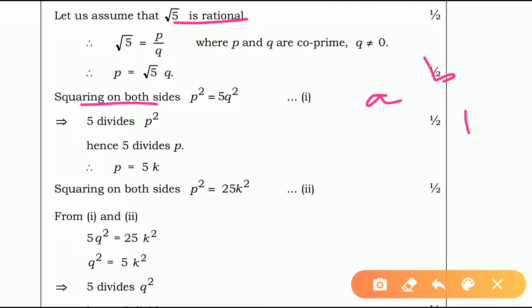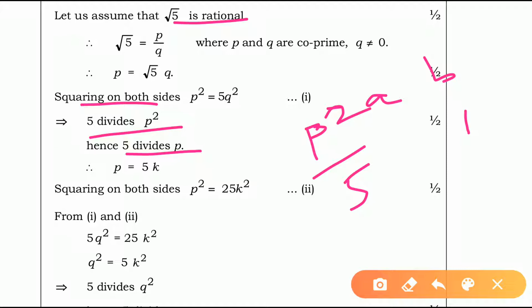Squaring on both sides, we get p square is equal to 5q square. Here 5 divides p square. Transposing 5 to the left hand side, p square is divisible by 5. Since 5 divides p square, hence 5 divides p. Therefore p is equal to 5k.